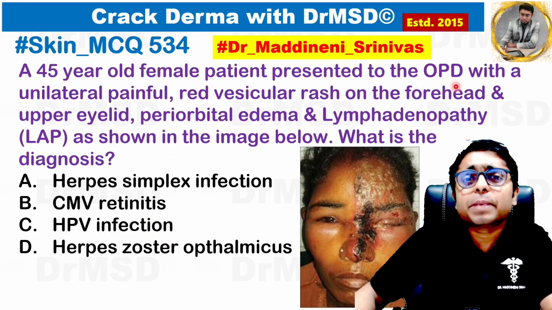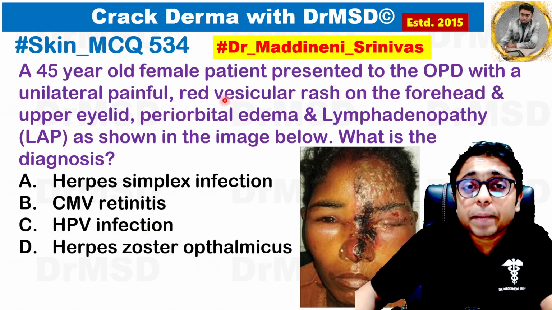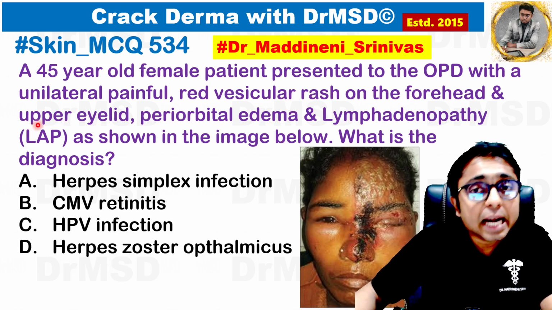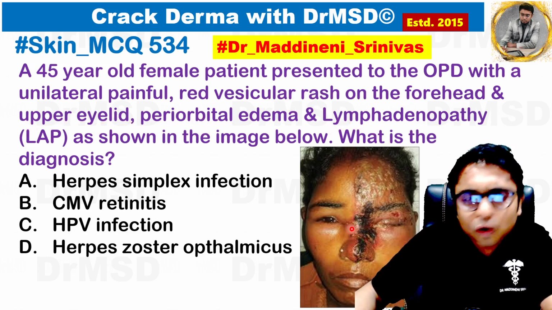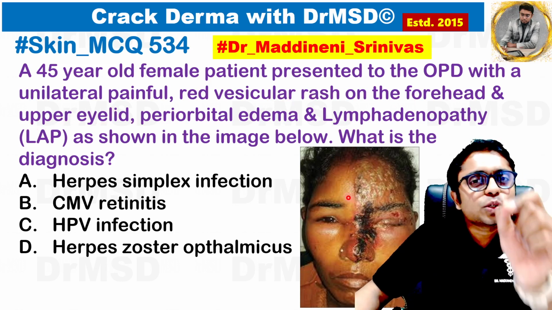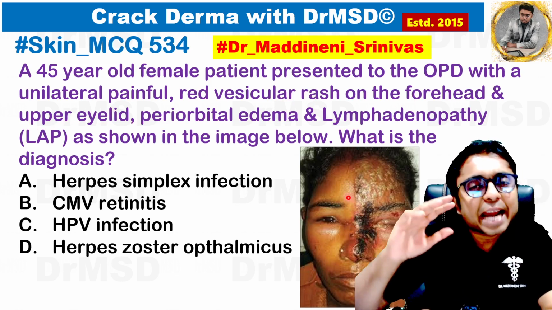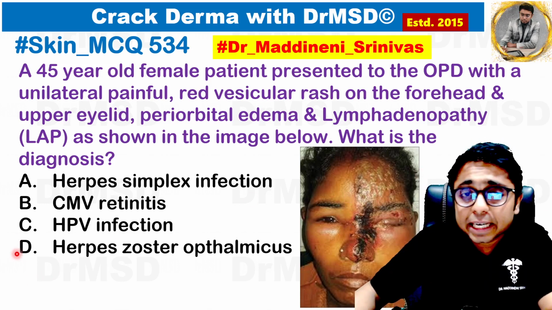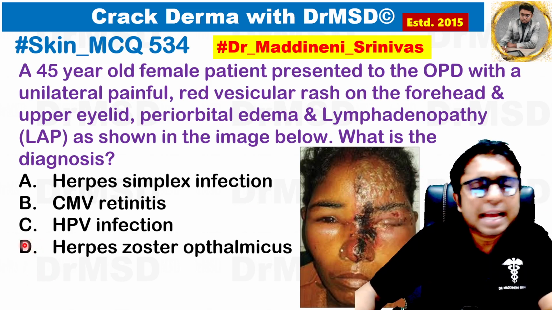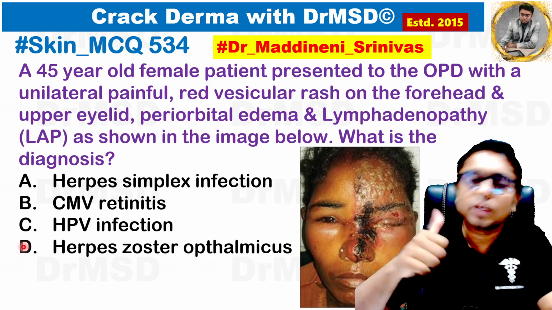A 45-year-old female presented to the OPD with a unilateral painful red vesicular rash on the forehead and upper eyelid. Periorbital edema is present. You are able to see it is not crossing the midline. This is a dermatology and ophthalmology integrated MCQ, and if you have marked the answer as option D, herpes zoster ophthalmicus, excellent, you are absolutely correct.